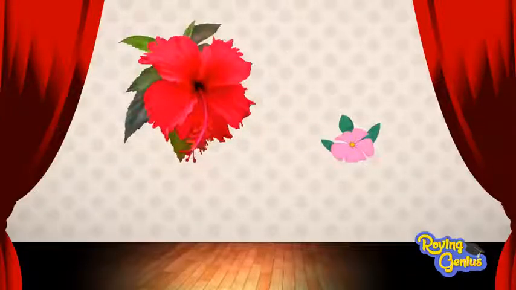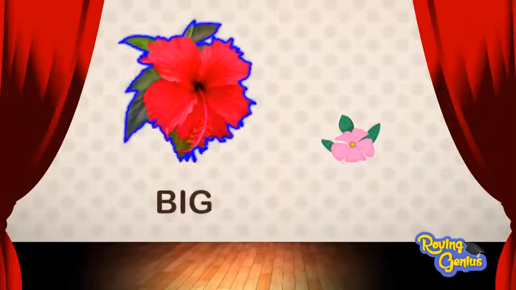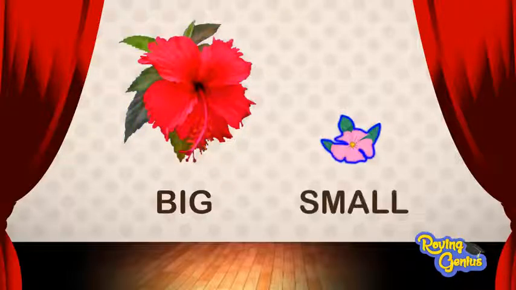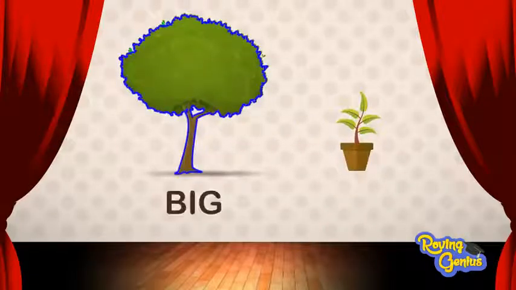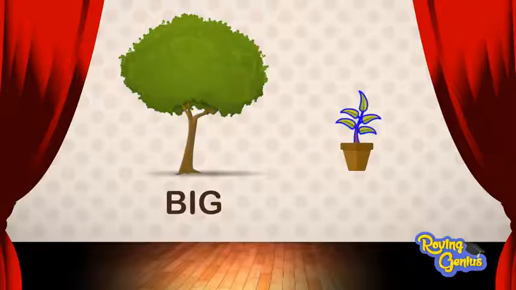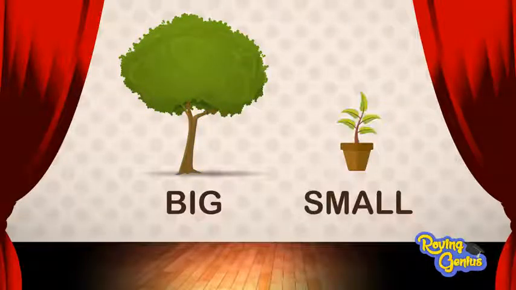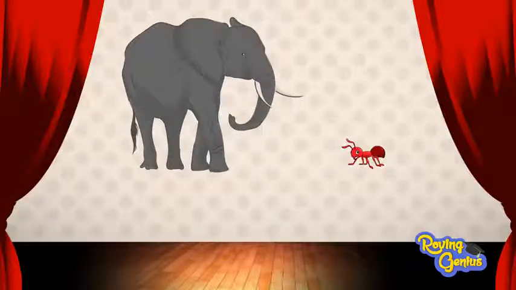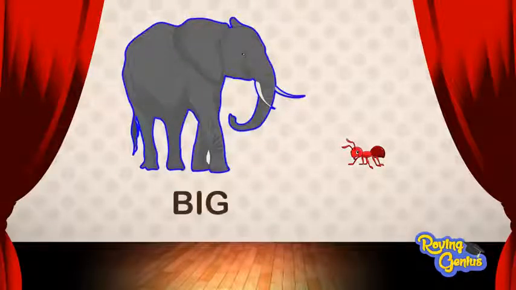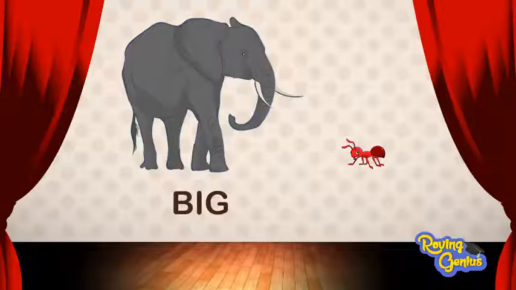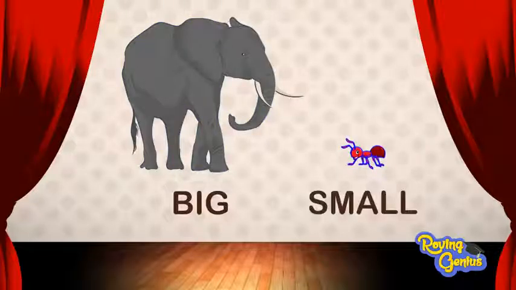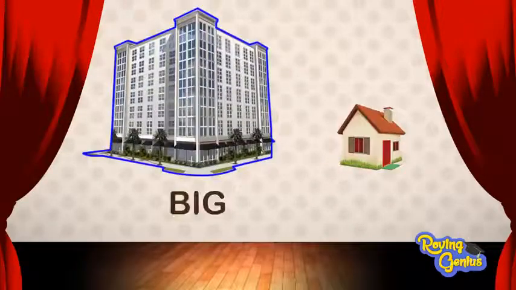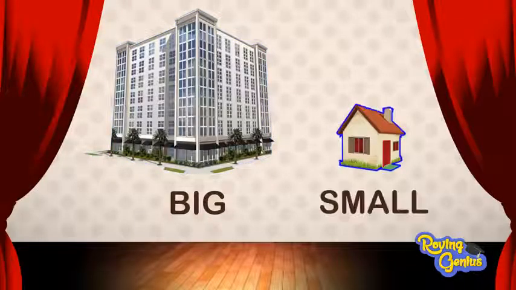Look at these flowers. This is a big hibiscus flower, while this is a small periwinkle flower. This is a big tree. This is a small plant. Look at these animals. The elephant is big, whereas the ant is small. This is a big building, whereas this is a small house.